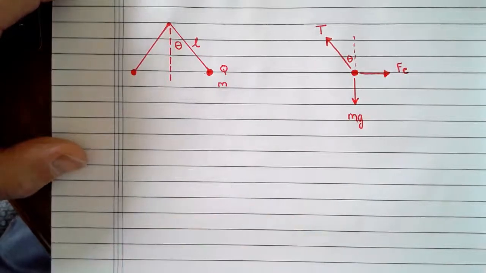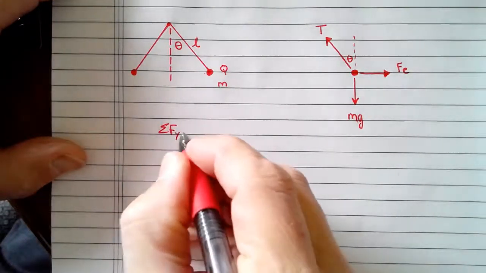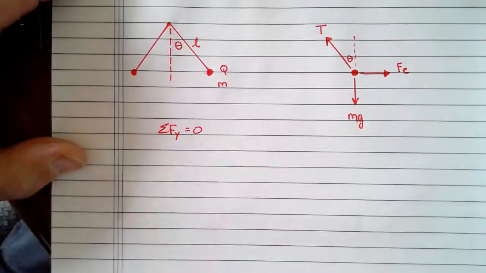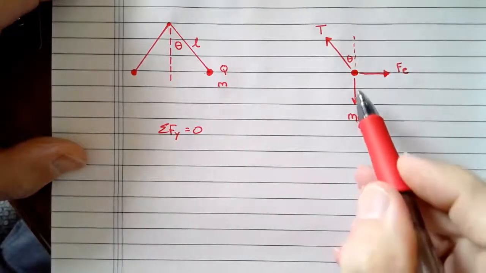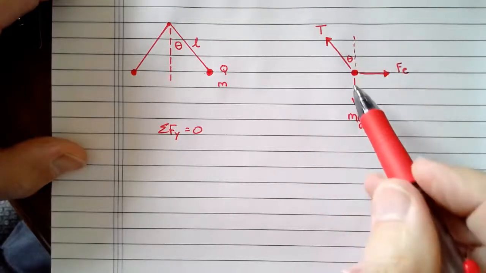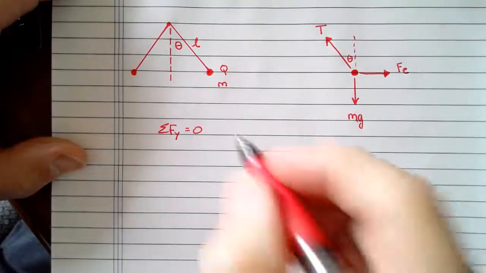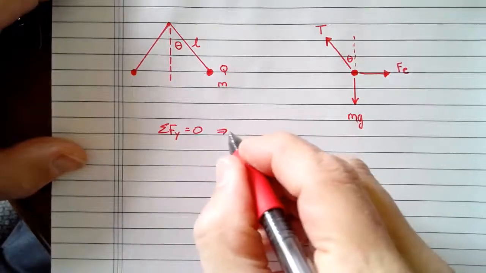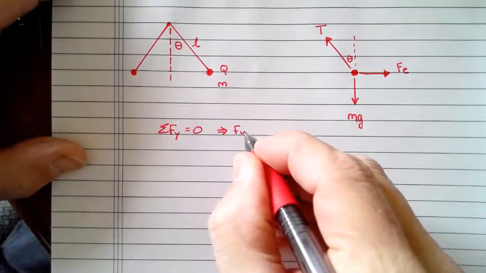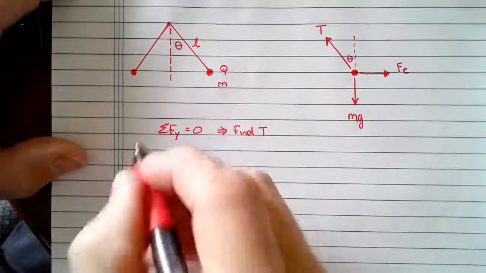Because this is in static equilibrium, the thing to do is add up the forces in the y direction and set them equal to 0. So in the positive y direction, you're going to have a component of T going up minus mg going down, and that's going to equal 0. And so that is going to allow you to find the tension T. Okay? So that's the first step.